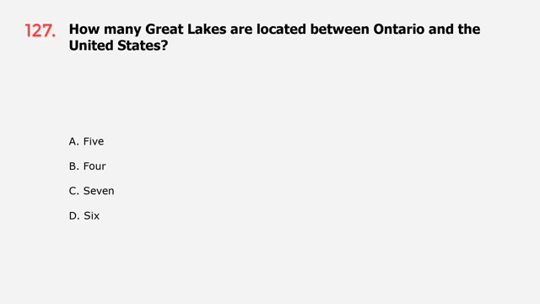Question 127. How many Great Lakes are located between Ontario and the United States? A. 5. B. 4. C. 7. D. 6. The answer is A, 5.